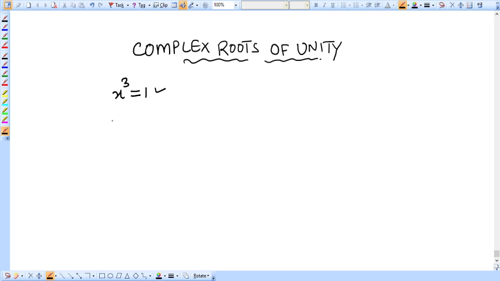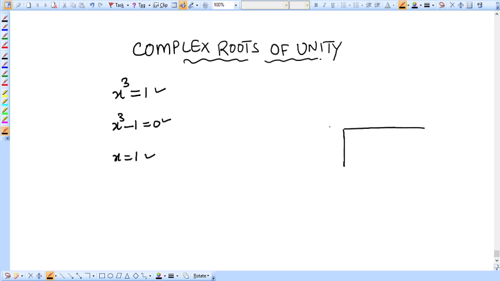This equation can be written as x cube minus 1 equal to 0. Obviously one root of this equation is x equal to 1, because when x is taken as 1, 1 minus 1 is equal to 0. So x equal to 1 is one of the roots. If we want to find the rest of the two roots, we will have to apply long division or synthetic division.